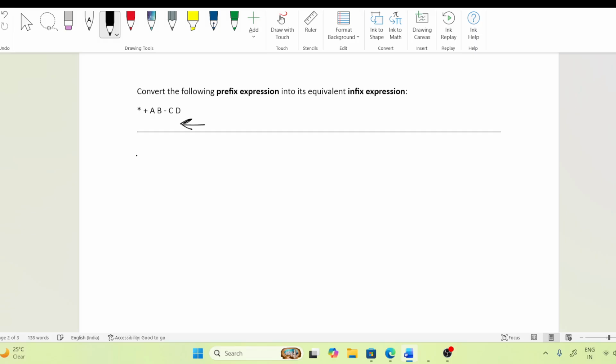इस साइड से start करना है. तो ये आपको याद करना पड़ेगा. Any trick you need to remember for prefix to infix: always start from this side. Optional है, इसको आप reverse में लिख लो. Write this in reverse: D minus B A plus. ये आपके पास optional है कि आप इसको reverse में लिख लो. It is up to you whether you want to write it or not. Some solve with this way.